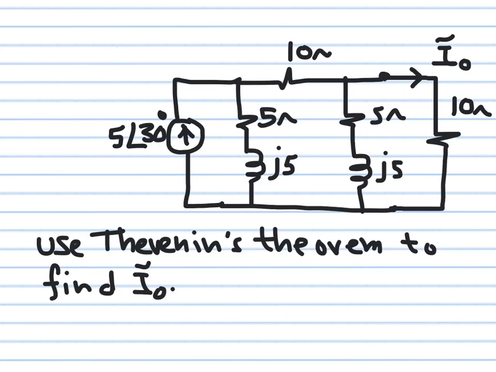Once I have them, I can replace this whole circuit with its Thevenin voltage and Thevenin impedance connected in series with this 10 ohm. Remember that this 10 ohm is not included in the calculation of the Thevenin equivalent, because it simply represents a load for the Thevenin circuit. So the first thing I'm going to do is create an open circuit here, and then I'll try to calculate the open circuit voltage.